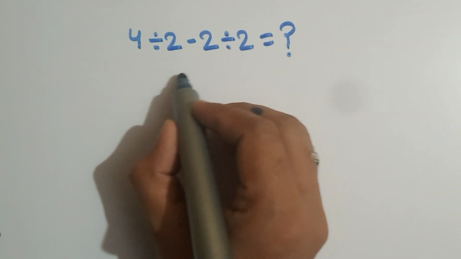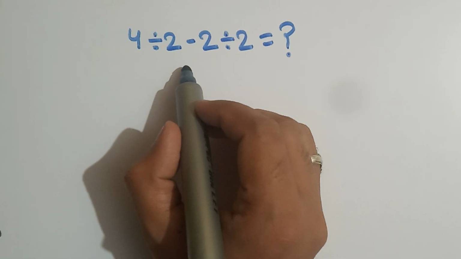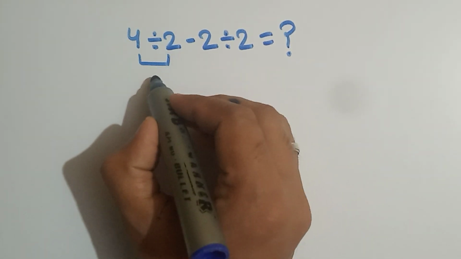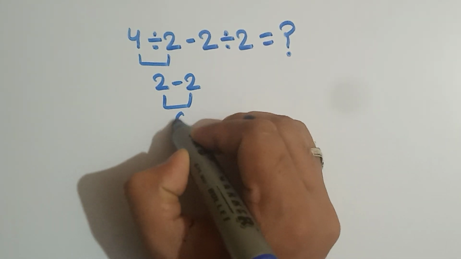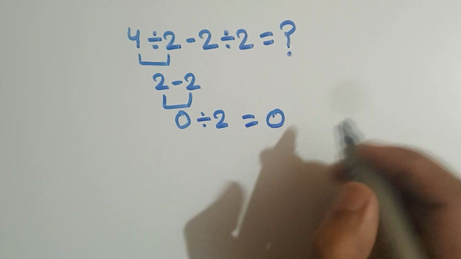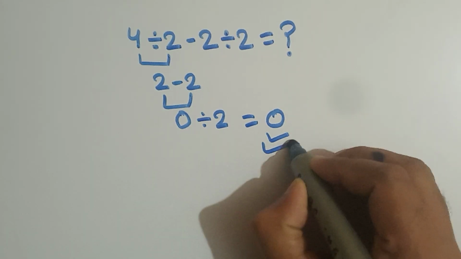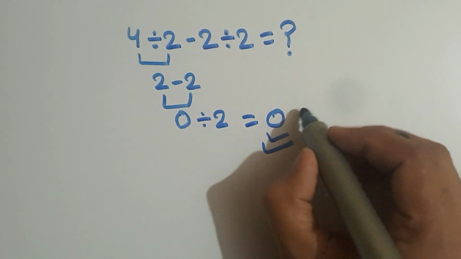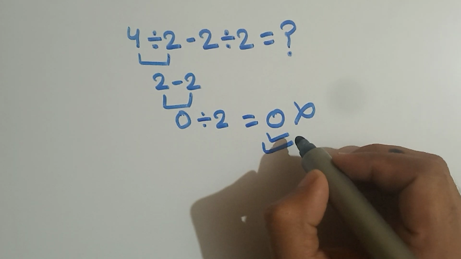This is your question for today, and many students, while calculating this problem, simply calculate like this: 4 divided by 2 means 2, and 2 negative 2 means what? 0, and 0 divided by 2 means what? 0. So many students calculate in this method and find their answer 0, which is correct according to them. But let me tell you, 0 is not the actual answer for this question, right? 0 is a wrong answer, okay?